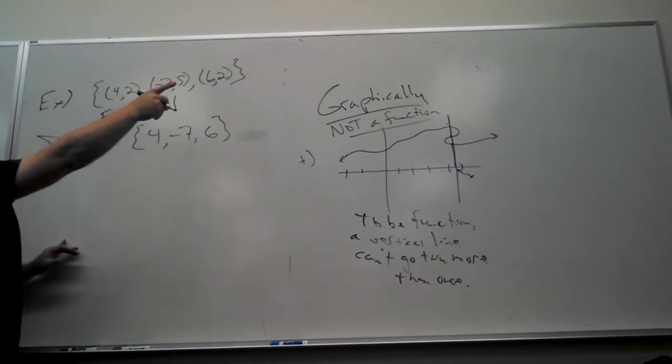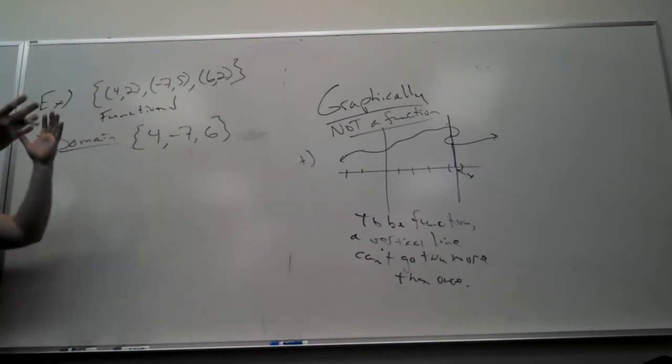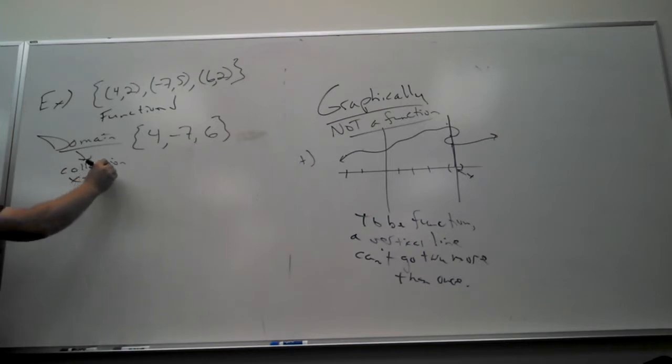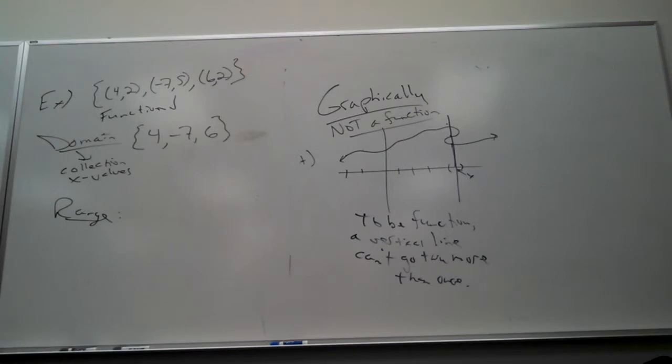Why am I not allowed to use 5? Because the function doesn't tell me what happens when x is 5. So I'm not allowed to use it. It's undefined for x equals 5 because it doesn't define what it does. So this is a collection of all the x values. The range is the collection of all the y values.